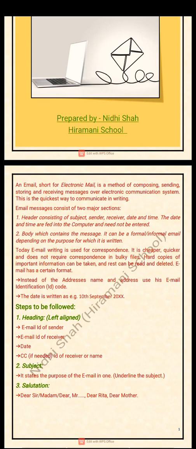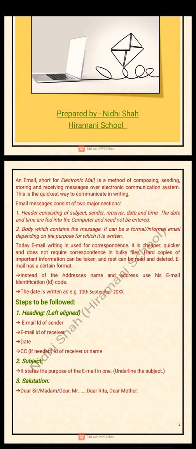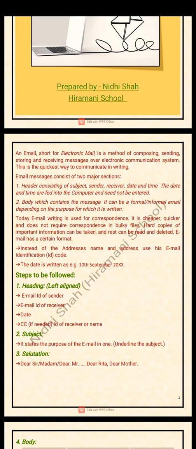The date is written as, for example, 10th September, then you can mention the year. In this way you have to write the date. Now I will explain the steps to be followed. First, heading, left aligned: email ID of the sender, email ID of the receiver, date, carbon copy CC if needed, ID of receiver or name, you can write any. Subject states the purpose of the email in one line. If you wish, you can underline the subject.